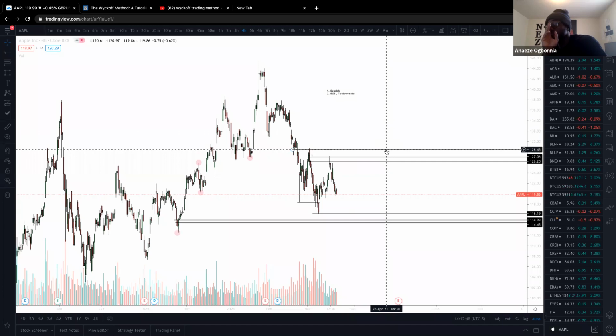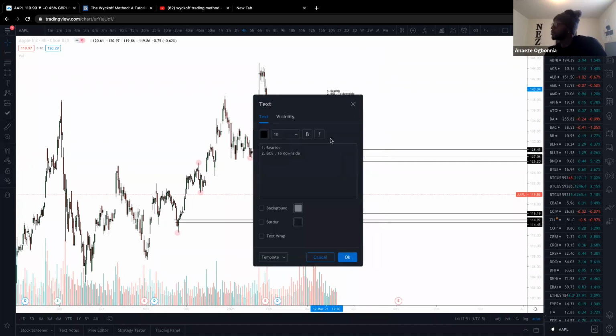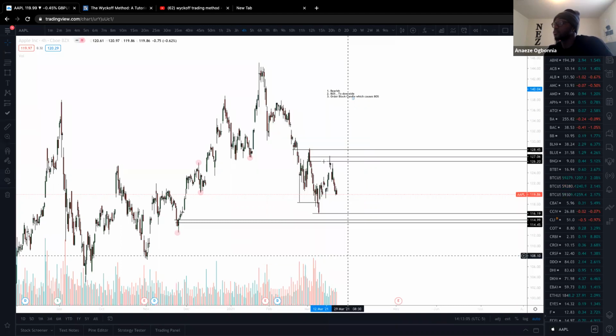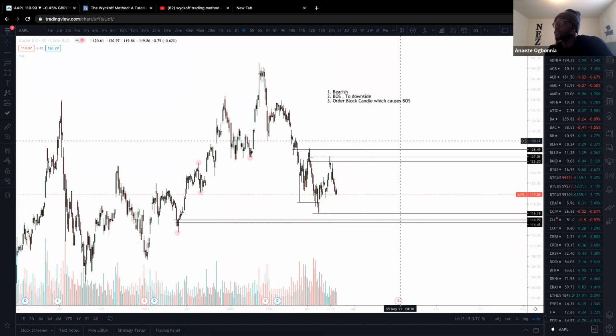So I have a breaker structure to the downside. I have what we call an order block candle to the downside, which causes the breaker structure. All right, so let me make this a little bigger. Let's make it 20 maybe, yep. So number 3 is here.